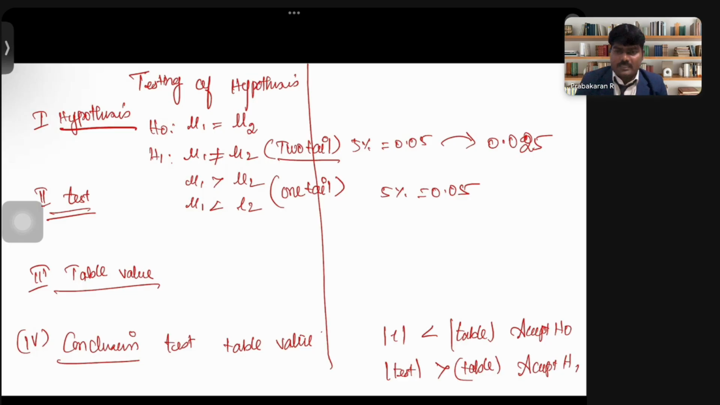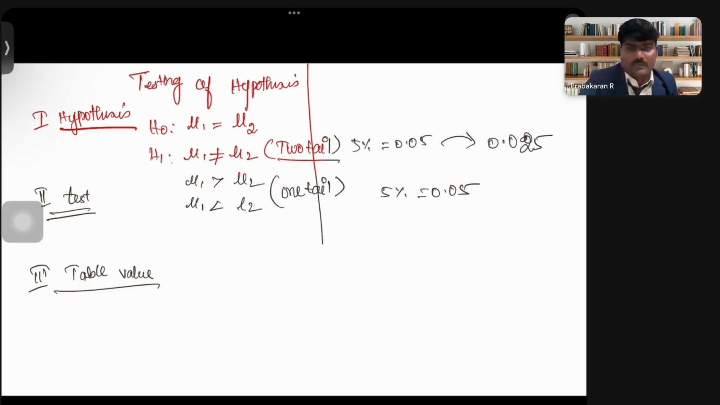In the statistical method, there are 4 steps required. One is creating the hypothesis, next is the test value, third is the table value, and fourth is the conclusion by comparing the test value and the table value. So now we'll see.